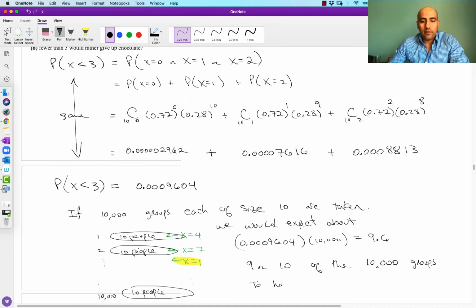to have an x value of 0 or 1 or 2, right? That in that group, nobody said yes, or maybe exactly one person said yes, or maybe 2 people said yes, right? So not very many. Out of 10,000 different groups, we expect only about 9 or 10 of those groups to have 0, 1, or 2, right? A pretty rare occurrence.